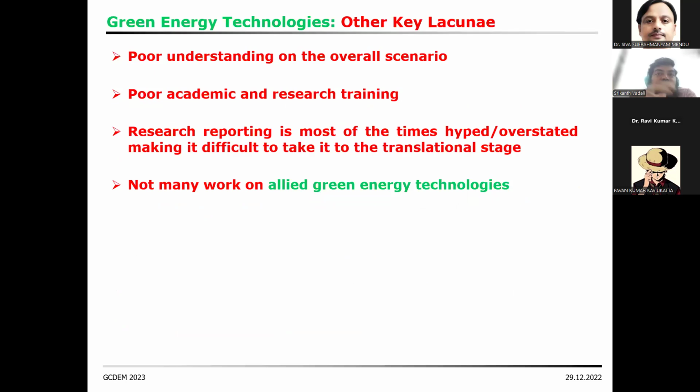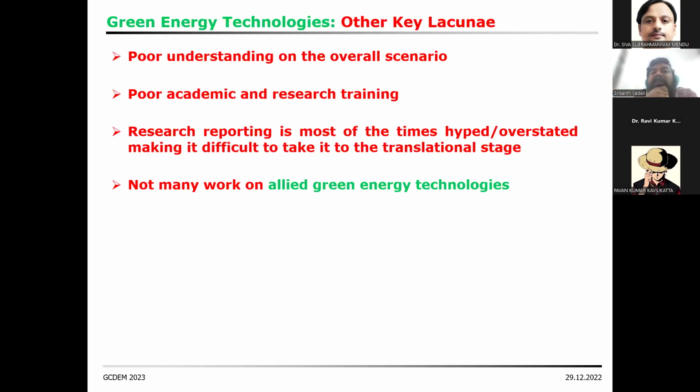Now, what are the other problems? Poor understanding of the overall scenario. Most of us are interested in doing some research, writing some papers, academicians mostly, and some of them want to promote their work. Some of them go to the industry in order to sell their product. You hide certain things. So, poor understanding of the overall scenario. We are only interested in business, but not in real environmental protection.